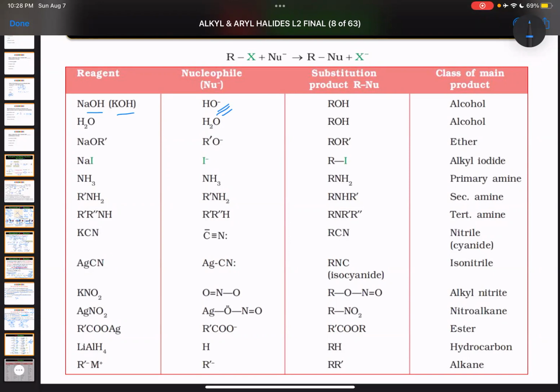It is a base. So OH minus will come and attack here. X minus will come out. You will have ROH as the product, an alcohol. This is the preparation of alcohol. You can take water also, then also you can get alcohol. But water is slow. The process will be slower because water is neutral.